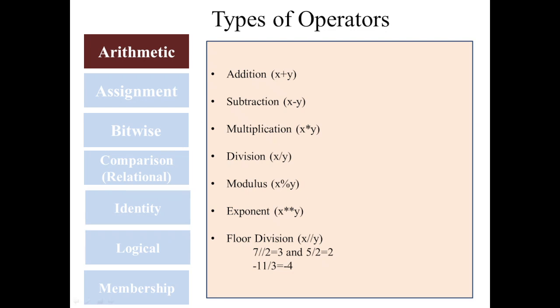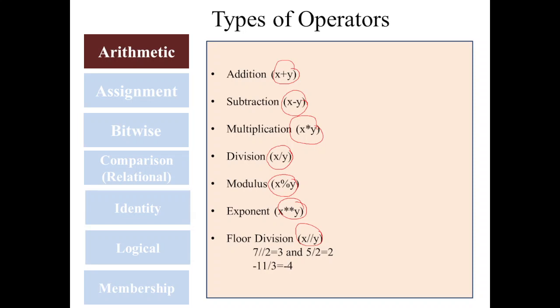There are different types of operators used in Python. The first main operator is called the arithmetic operator. An arithmetic operator is used to perform arithmetic functions, like adding two numbers, subtracting, multiplying, dividing, checking the remainder of two numbers, getting the power value, or rounding off the value after division. These are called arithmetic operations, and the operators related to them are called arithmetic operators.